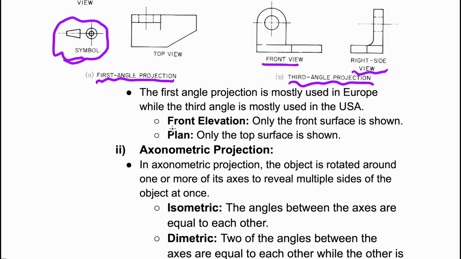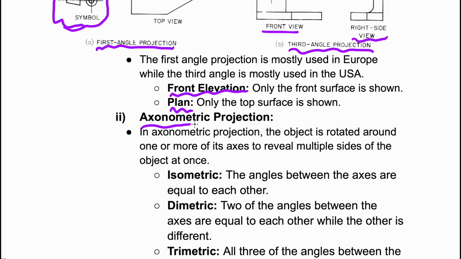We also have the front elevation and plan in multi-view projection, but they're not really multi-view. The front elevation is basically showing only the front view of the object, and the plan is basically showing only the top view of the object.